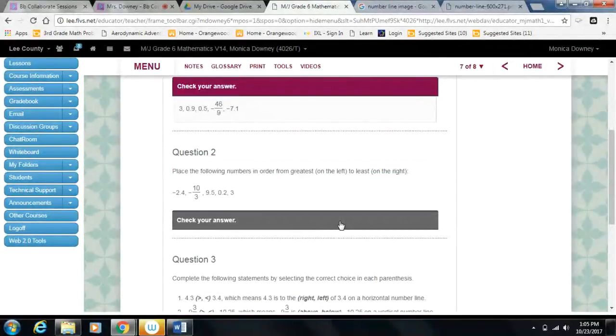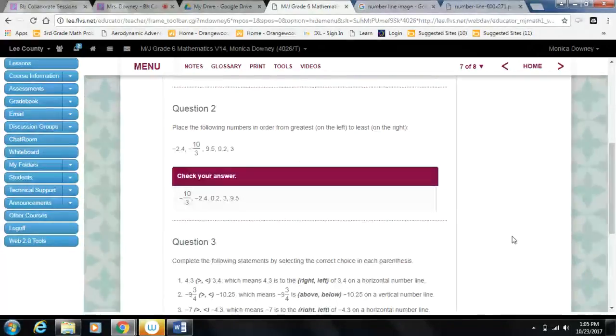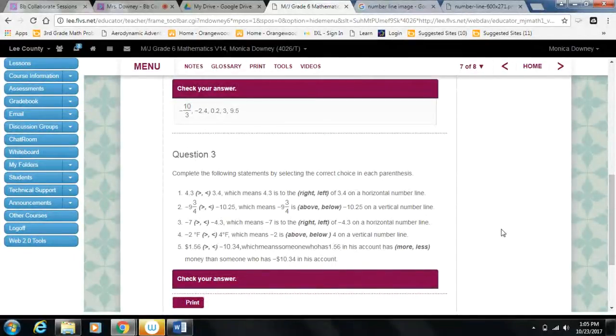And go ahead and finish number two. Here's your answer to number two. Just to be clear, you don't always have to put these on a number line if you can get them right without doing the number line. All right, and go ahead and do question number three. There are five problems there for question number three. So go ahead and finish those.